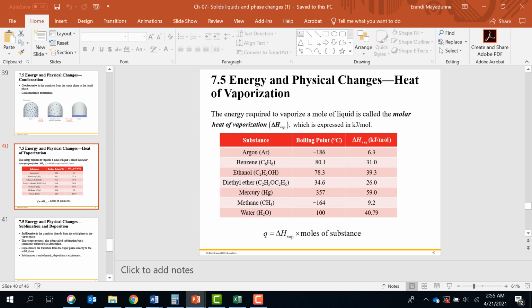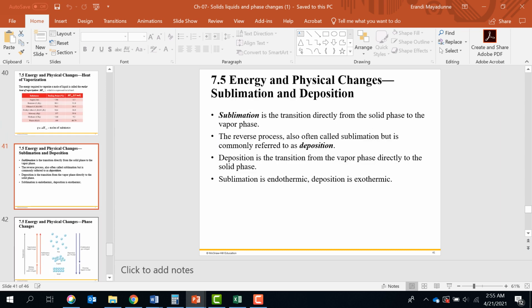So some delta H numbers. So what is sublimation? You basically need to know these phase changes, and I'm showing you the numbers, but it's just for you to know. Sublimation is the transition directly from solid to vapor. Deposition is the opposite, the reverse process. It's from vapor to solid. So that's sublimation. There are two other phases as well.